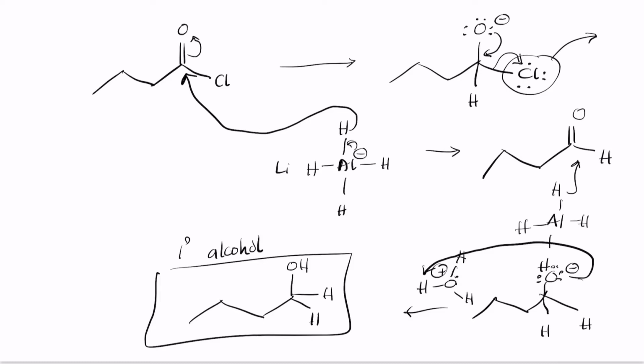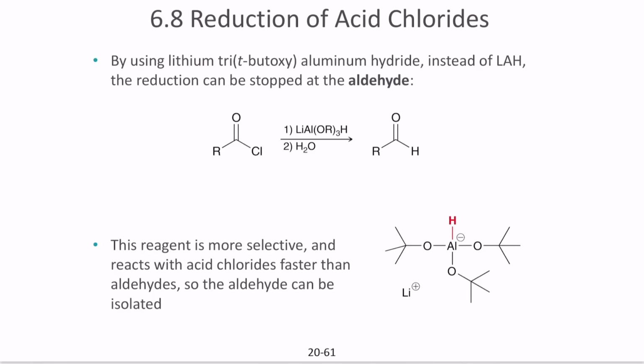So we started with butyl chloride, but you're ending up with butanol. So this is the structure that we end up with. So the acid chloride becomes an alcohol in this reaction.